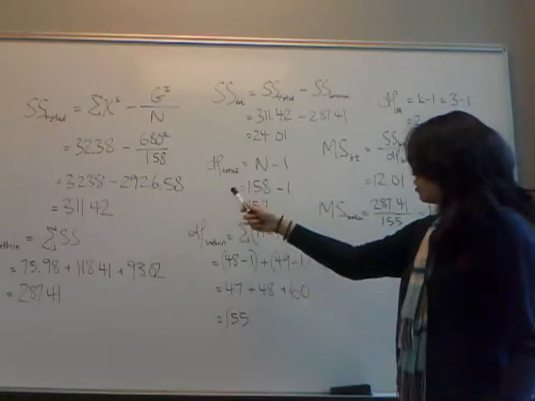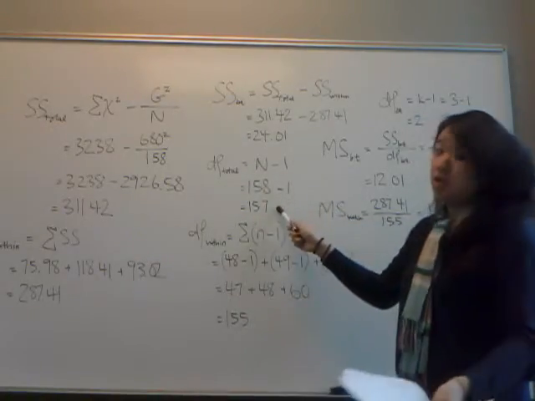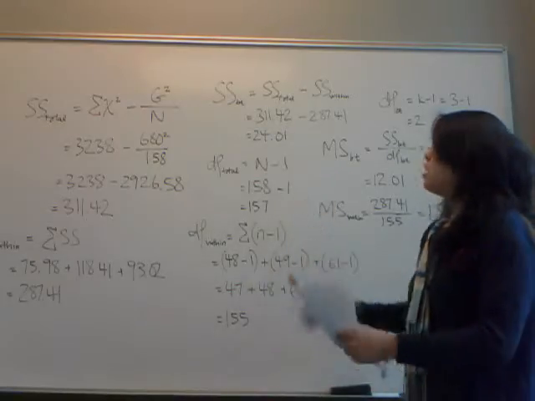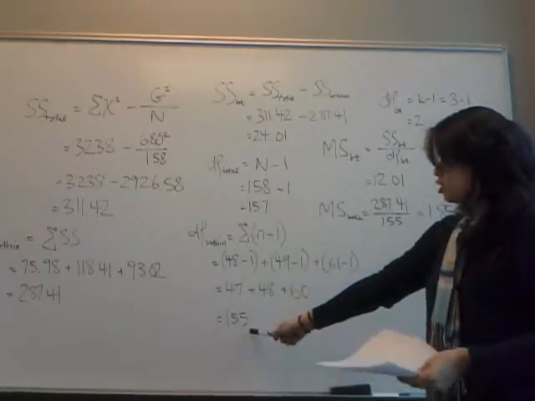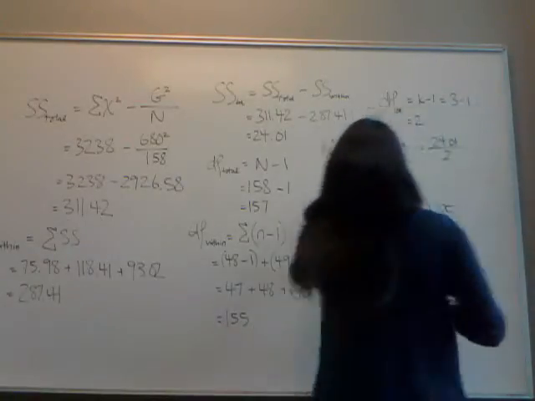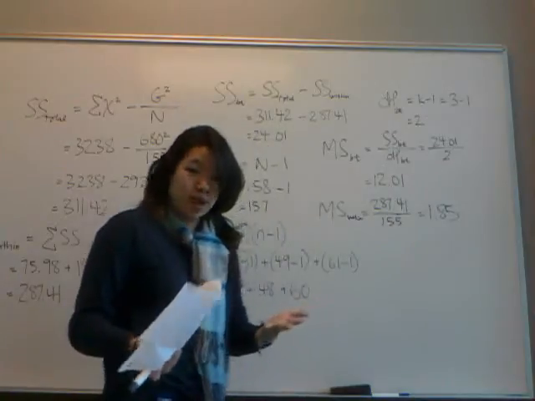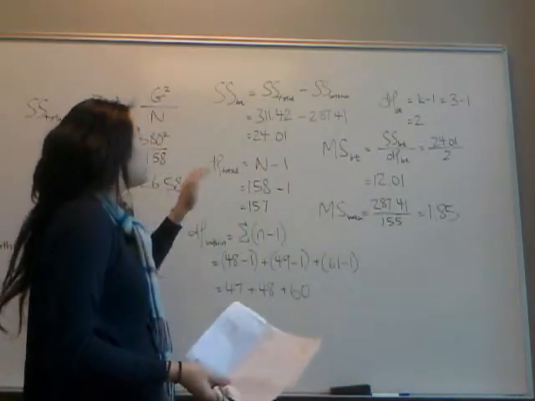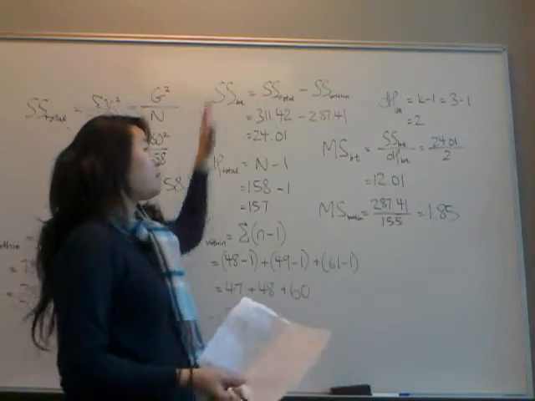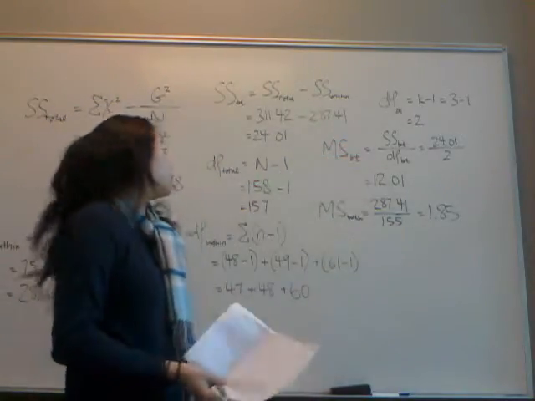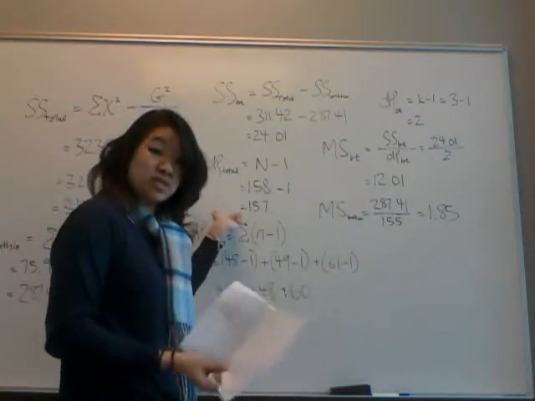Degrees of freedom total was found to be 157. Degrees of freedom within was found to be 155. And degrees of freedom between was found to be 2. And I can check that my math is correct, because degrees of freedom total is equal to degrees of freedom within plus degrees of freedom between. So 155 plus 2 is equal to 157.